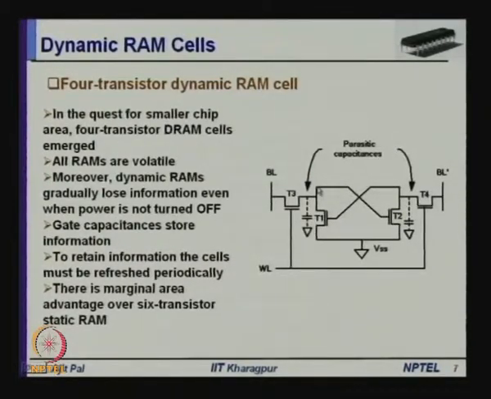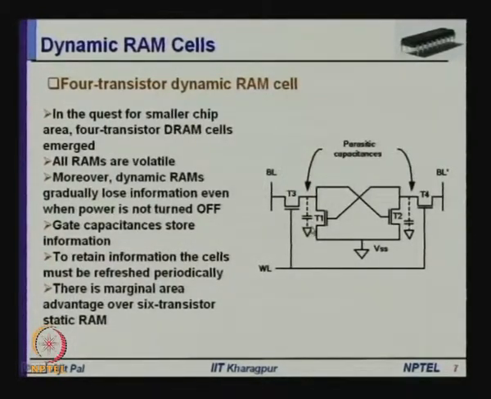The collector of this transistor is connected to the base of this transistor. So here these are cross coupled, and these capacitors are not really external capacitors, these are all parasitic capacitors of the transistors. For example, this is the gate capacitance of T1, and this is the gate capacitance of this one, and some parasitic capacitances.